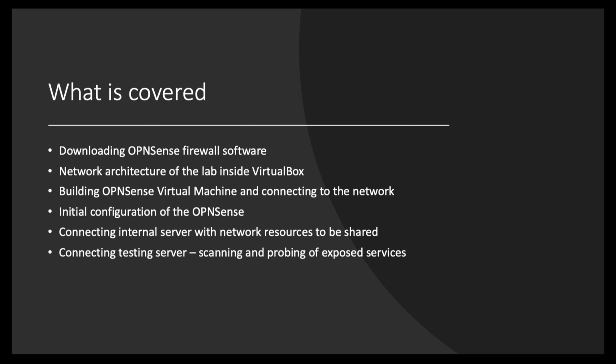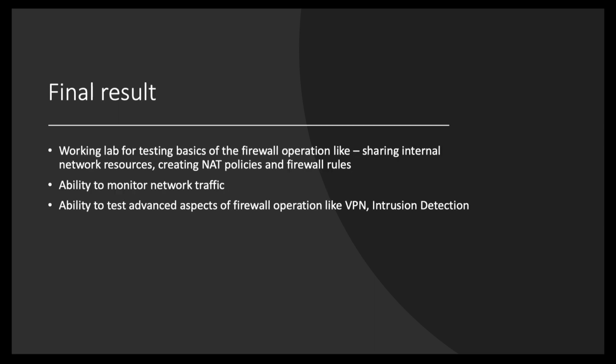The video covers how to download OPNsense Firewall software, how to install it and how to perform initial configuration. It describes the network architecture of the lab and connecting additional virtual machines which are needed to perform tests. Using this lab, you can test various concepts related to firewall operation, ranging from essential port forward or filtering and network address translation up to more advanced aspects like VPN, intrusion detection and prevention, monitoring and threat analysis.